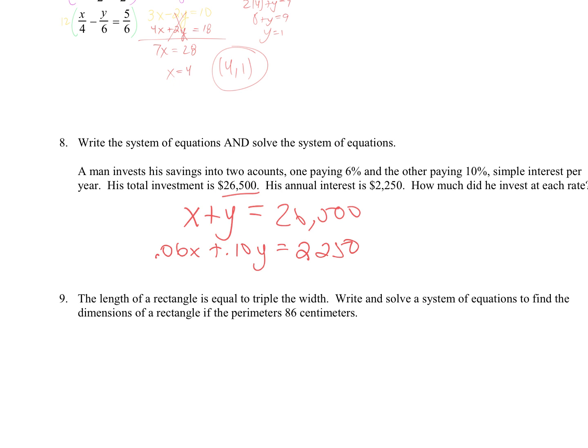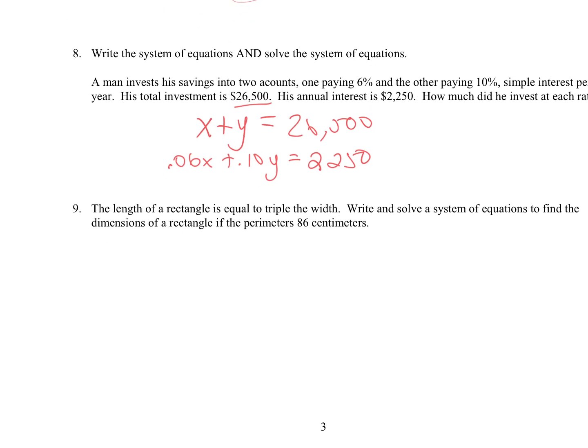If you have a question like number 9, the length of a rectangle is equal to triple the width. All right, let's think about this. I don't have a picture, so I'm going to draw one. I have a rectangle. Here's my length, and here's my width, right? And solve a system to find the perimeter. How do you find the perimeter of a rectangle? You add up all the sides.